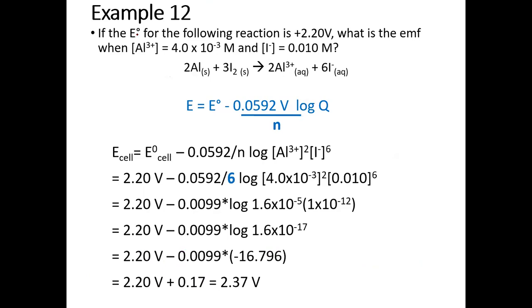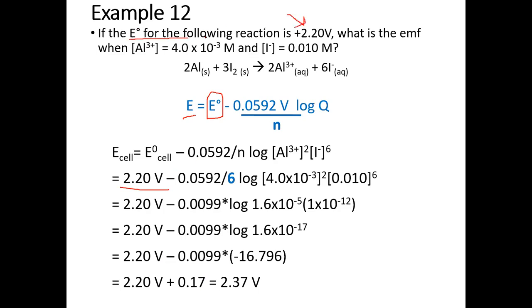If the standard electric potential for the following reaction is this, what is the EMF when aluminum 3 plus is equal to this number in molar concentration? And this is the concentration of the iodide ions. Okay, so this is your chemical equation here, which is balanced. So what you're going to calculate is the EMF at non-standard conditions. So you need that in non-standard condition first. So we can go into the table and quickly calculate that, right? So that turns out to be this number, but this has already been given to us, right?